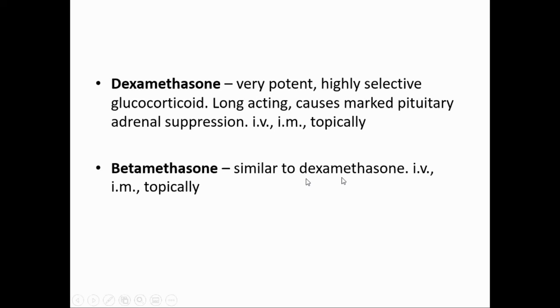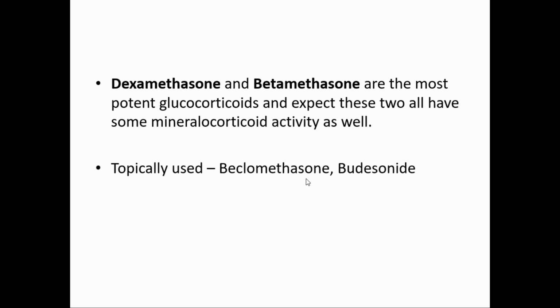So being very potent glucocorticoids, when dexamethasone or betamethasone are given, they suppress the endogenous release of glucocorticoid or the hydrocortisone. So dexamethasone is available in IV form, IM form, and topical preparation, and similar preparations are available with betamethasone as well. And dexamethasone and betamethasone are the most potent glucocorticoids, and except these two, all have some mineralocorticoid activity.